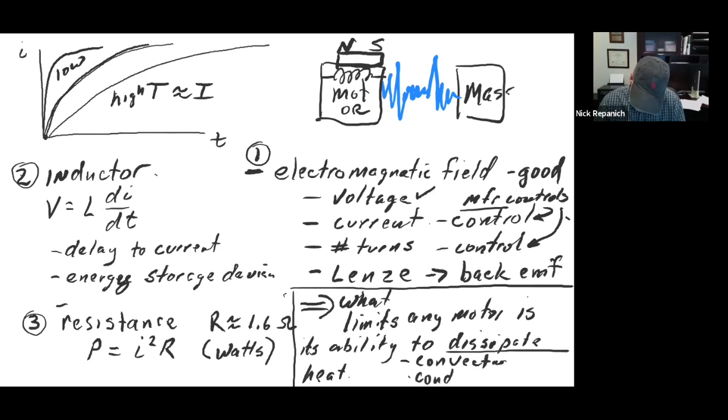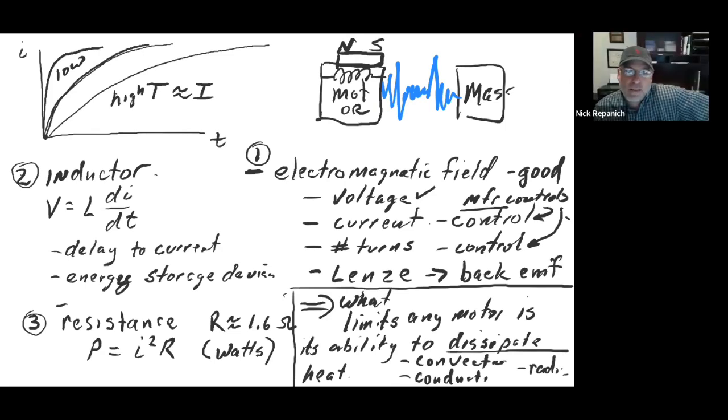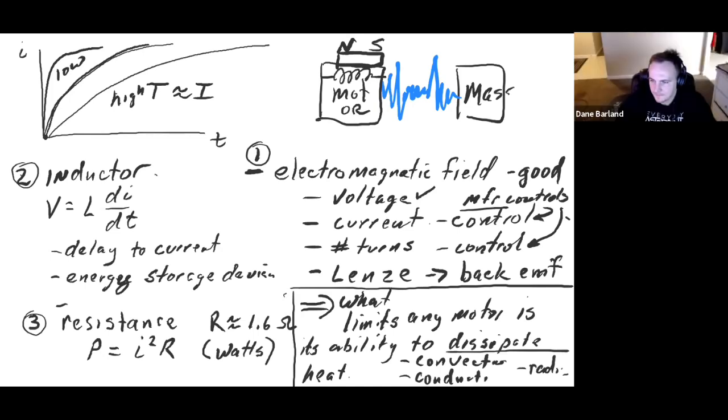conduction, and radiation, right? I'm out of space, but you got it. So you got three methods to get rid of the heat of this motor. The big one that matters most is, which one did you guess is the most important one? Convection. Yeah, convection.